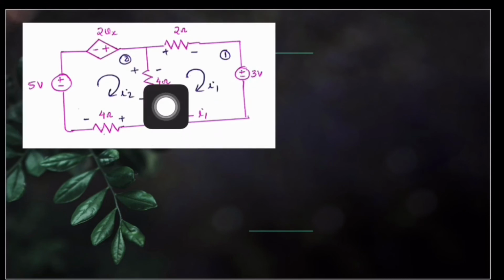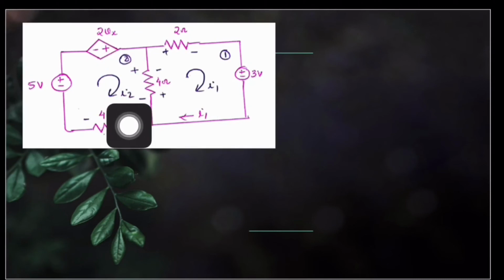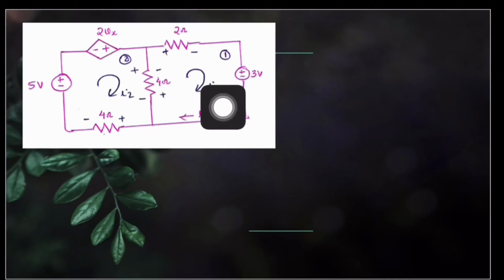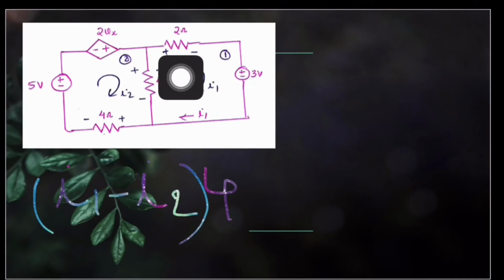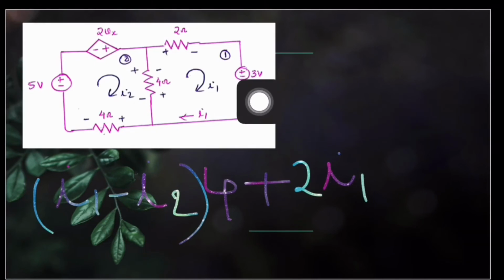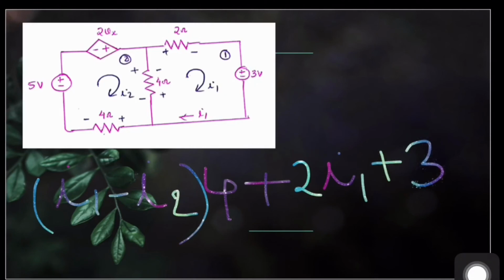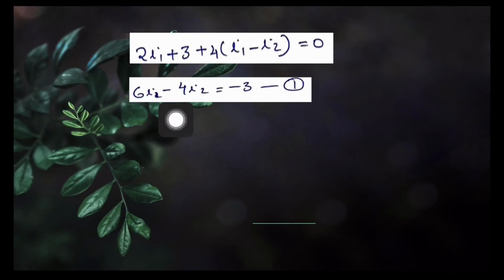Here, I1 flows through this 4 ohm from bottom to top. On the other hand, current I2 flows through 4 ohm from top to bottom. Correspondingly, the total current through this 4 ohm can be taken as I1 minus I2 since we are writing KVL in the first mesh, and a voltage drop (I1 minus I2) into 4 is added to our KVL equation. Then the voltage drop across this 2 ohm, which is nothing but 2I1. Finally, this 3 volt source with polarity marked in the order plus minus. Hence, we add plus 3 to our KVL, that is equal to 0. It is written here: 2I1 plus 3 plus 4 into (I1 minus I2) is equal to 0. By rearranging it, we get 6I1 minus 4I2 is equal to minus 3, which is labeled as equation number 1.